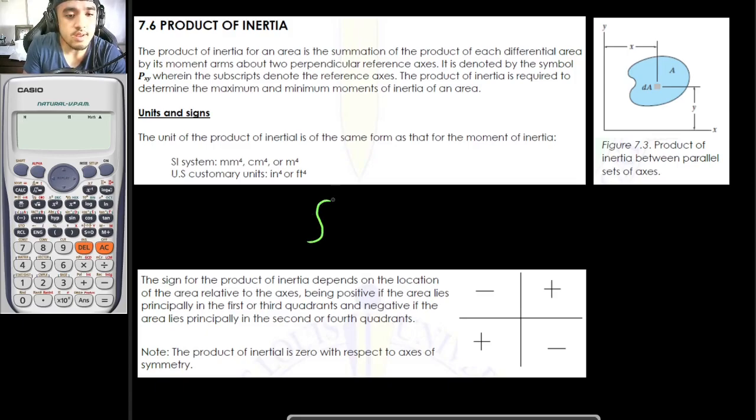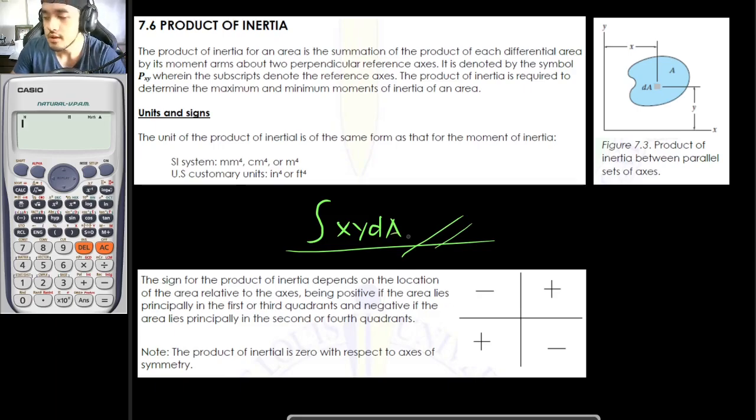By the way guys, your integral symbol is actually an elongated S, which indicates summation. So it would be the summation of your x and y lever arms times the differential area. This is our general equation for the product of inertia. Its units would be in terms of millimeters raised to fourth, centimeters raised to fourth, or meters raised to fourth, depending upon the unit that you would be using, as long as it is raised to 4.